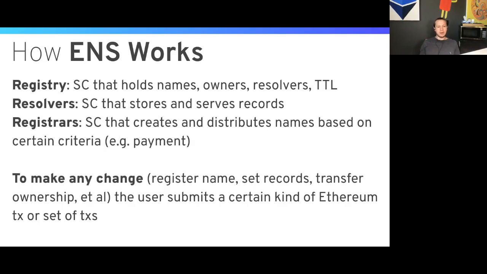The third part are registrars. A registrar is a smart contract that creates and distributes names based on certain criteria, for example, payment. So you've probably seen .eth names. .eth itself is owned by a smart contract, a registrar smart contract, that basically says if you submit these transactions to this contract that meet certain criteria, then it will give you your desired name. So that whole process of registration can be automated with smart contracts.